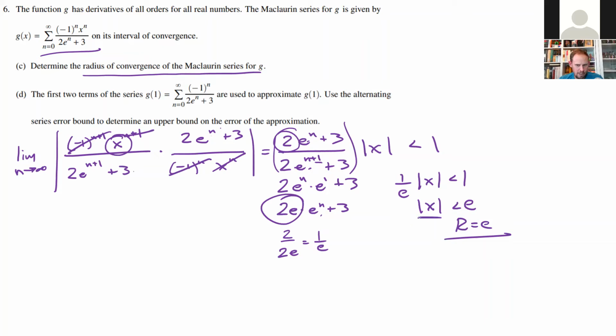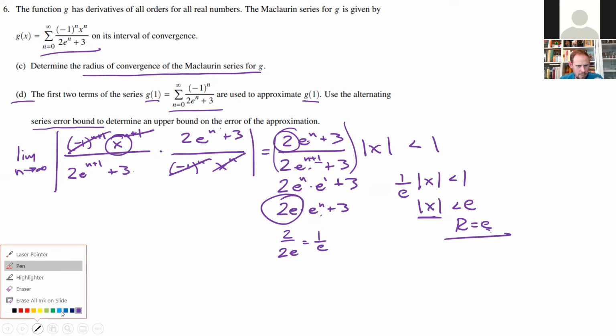All right, so we solve for just x by itself. There's our radius over there, e. Part D. So we just needed the radius. We didn't need the interval, just the radius. Okay. The first 2 terms of the series g of 1 are used to approximate g of 1. Use the alternating series error bound to determine the upper bound of the error. Okay, that's not so bad.